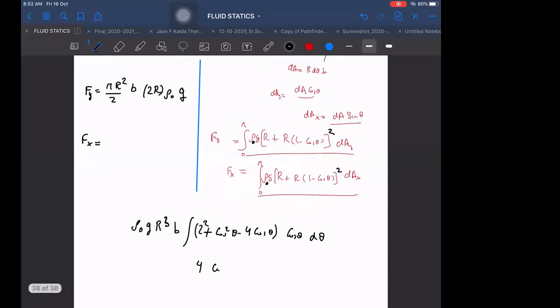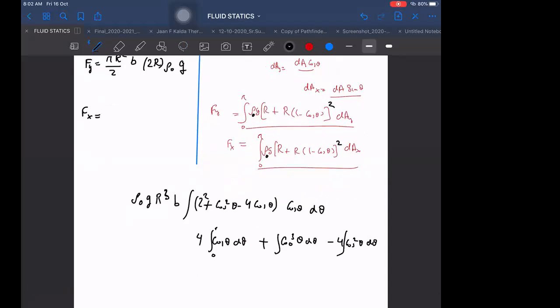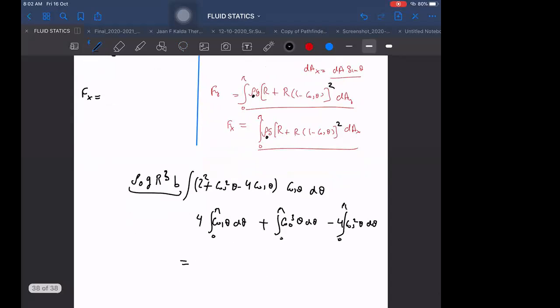Then we are getting 4 cos theta d theta plus cos cube theta d theta minus 4 into integral of cos square theta d theta. Limits 0 to pi, and the remaining extra term is what we get finally. Integral of cos theta is sin theta, so sin pi minus sin 0.